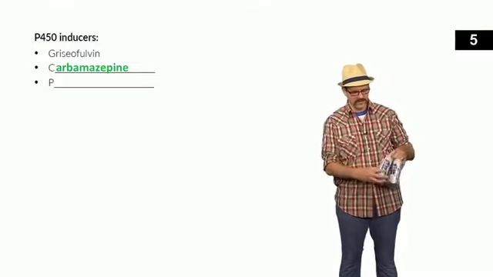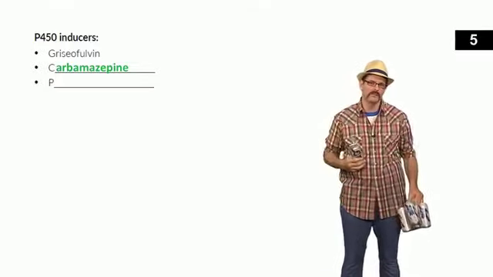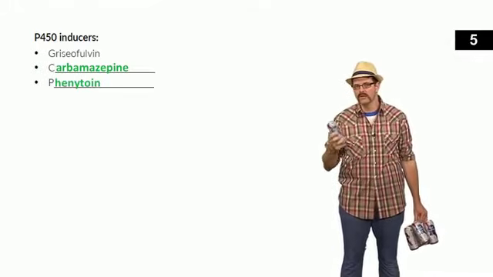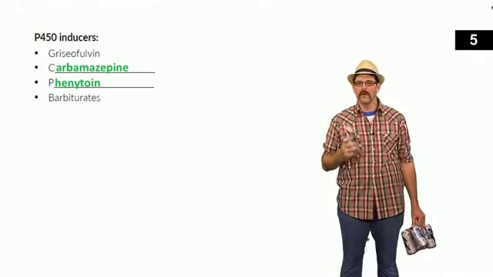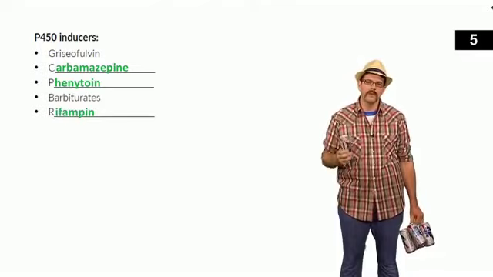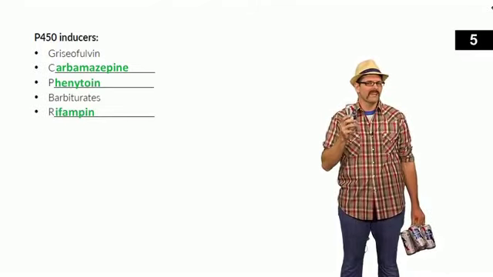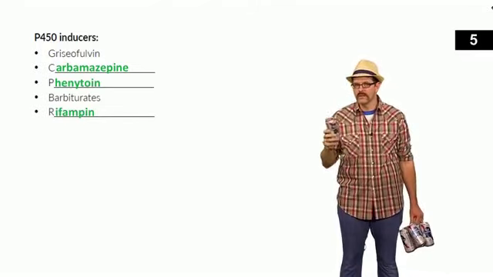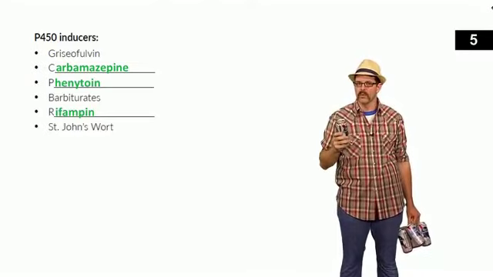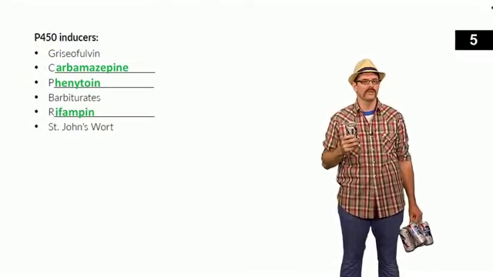Then PBRs in this case does not stand for Pabst Blue Ribbon. The P stands for phenytoin, which is another seizure drug. The B is for barbiturates. R is for rifampin. And then make sure that you're making this plural. It's PBRs because that S is for St. John's wort, which is an herbal supplement that's supposed to help treat depression.